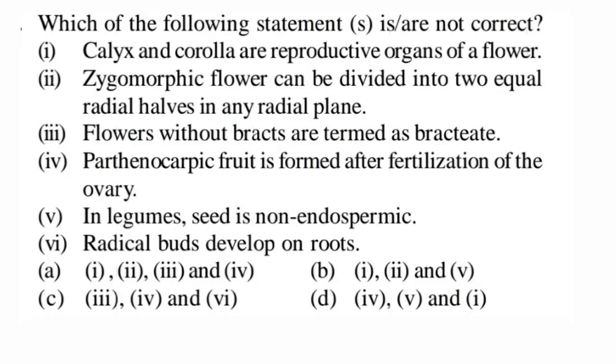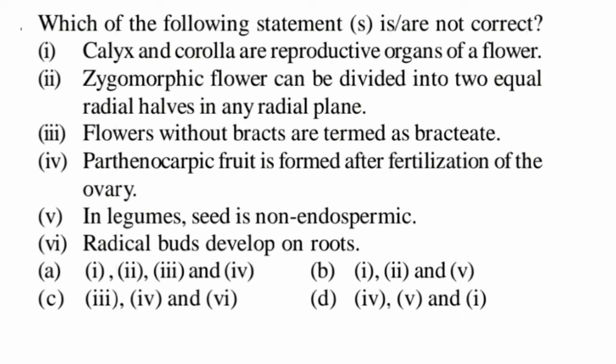We'll move into the next question. Which of the following statements are not correct? Okay, 6 statements are given. Calyx and corolla are reproductive organs of a flower. No, we know androecium and gynoecium are the reproductive organs of a flower. Zygomorphic flower can be divided into 2 equal radial halves in any radial plane. No, radial symmetry is in actinomorphic flower, not in zygomorphic flower. Zygomorphic flower means bilaterally symmetric flowers. Okay, so 1 and 2 statements are wrong.